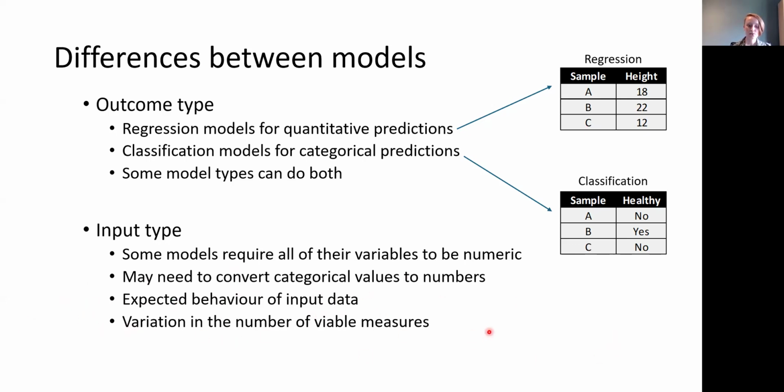And there's also variation in the number of viable measures that you can use. So, for example, some models might only need hundreds of data points, some might need thousands, some work well on large data sets, some don't scale very well. So, depending on the actual size of the data set that you have to train your model, that might also influence your choice.